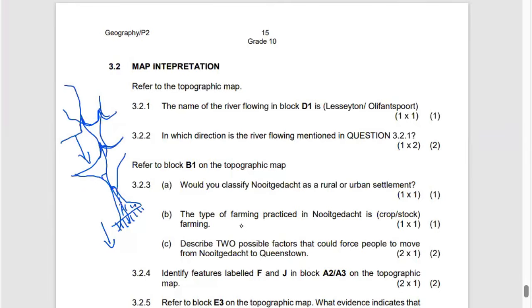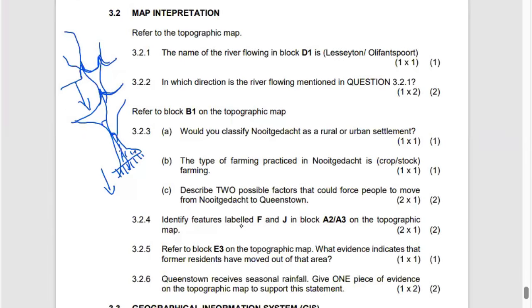Right, would you classify Gitachi as a rural or an urban settlement? You check the nature of the buildings that you find there, the arrangement of the buildings, and the setup.